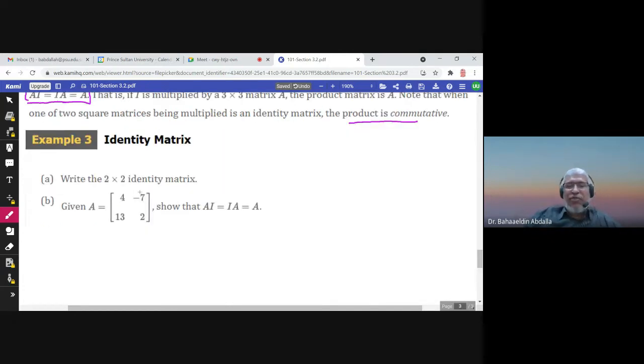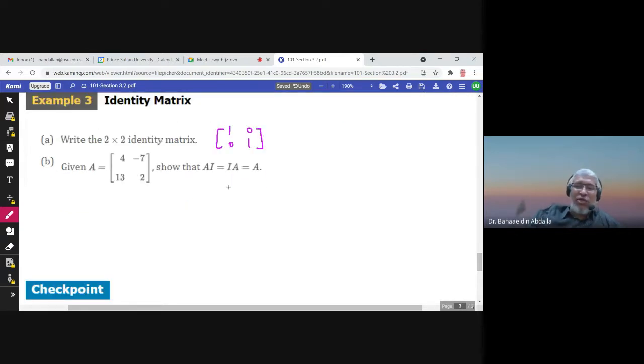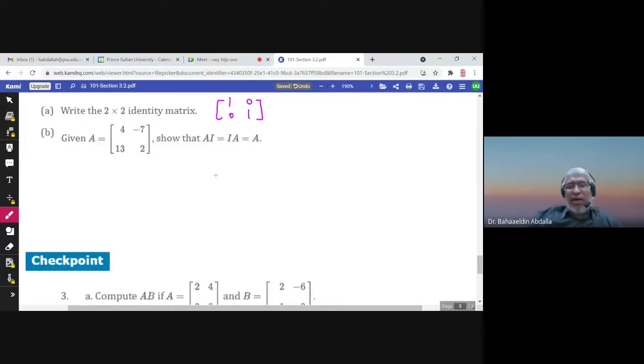Write the 2 by 2 identity matrix. Well, the 2 by 2 identity matrix would be 2 by 2, and I have 1 in the diagonal and zeros everywhere else. So this is I2. Now, given A, show that AI equals IA equals A. So let us multiply, let us find AI. A is 4, negative 7, 13 and 2. Let us multiply this by the 2 by 2 identity matrix.